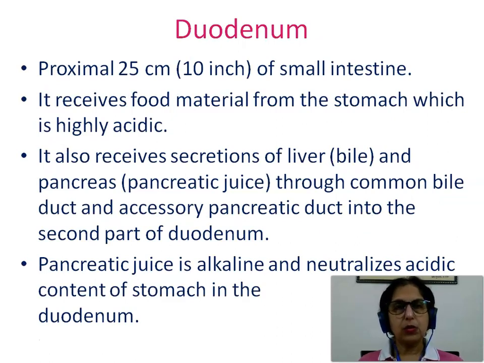Now we go on to study the duodenum. This is the proximal 25 centimeters or 10 inches of the small intestine. It receives food material from the stomach, which is highly acidic. It also receives secretions of the liver, that is the bile, and the pancreas, that is the pancreatic juice, through common bile duct and accessory pancreatic duct into the second part of duodenum. Pancreatic juice is alkaline and neutralizes the acidic content of the stomach in the duodenum.